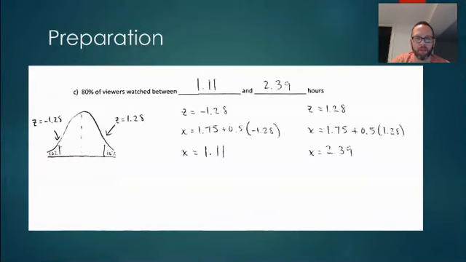But here it is. So I got negative 1.28 and positive 1.28. And as we did in the previous two, I converted those into meaningful hours watched. So 80% of viewers watched between 1.11 and 2.39 hours. So again, what we're doing is we're making these confidence intervals where we can be 80%, 90%, 99% sure that values fall within a given range.